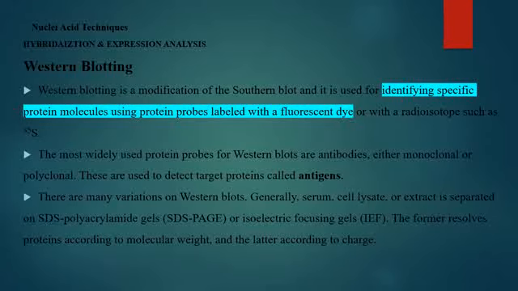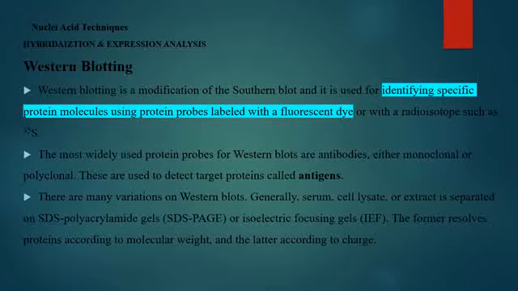Then we come to Western blotting. Western blotting is a modification of the Southern blotting, and it is used for identifying specific protein molecules. So we move from DNA to RNA, and now we are talking about protein. It uses protein probes to look for a particular protein, labeled with a fluorescent dye or with a radioisotope such as sulfur 35.